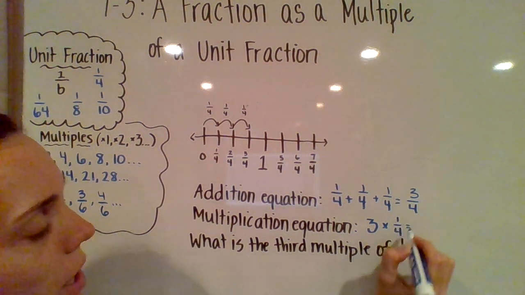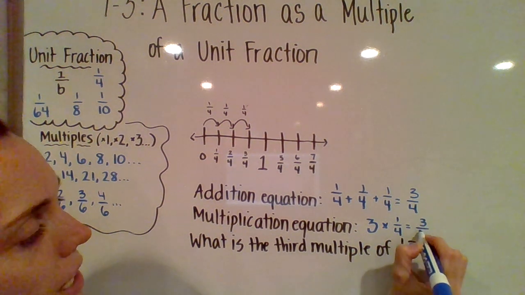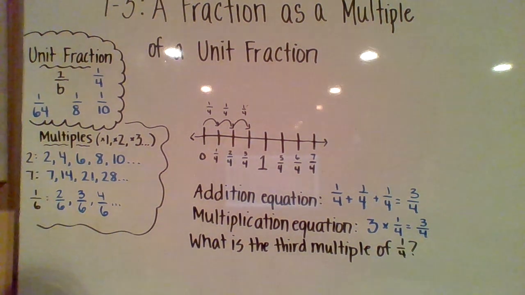And I know that when I multiply my whole number times my numerator, which is 3, my denominator stays the same because we're still working in fourths. Once again, my two answers match up.